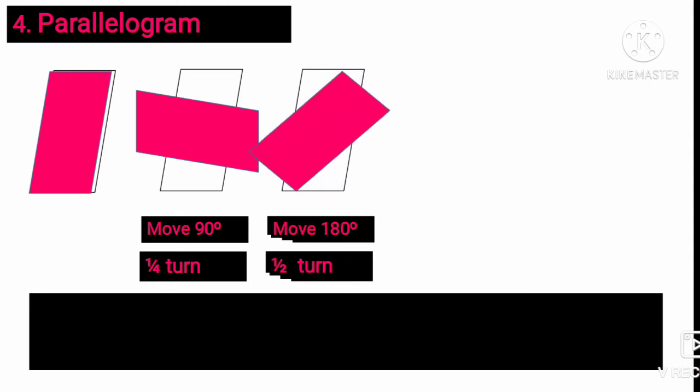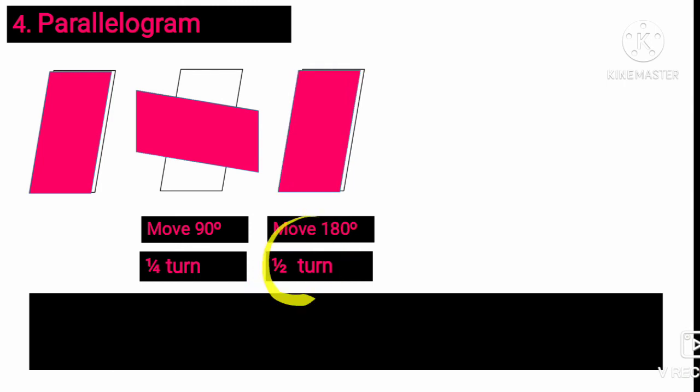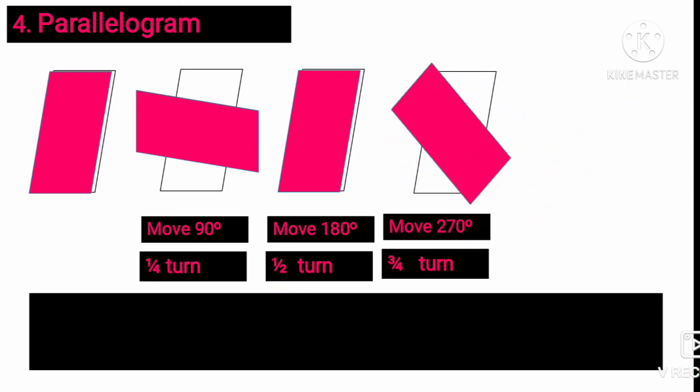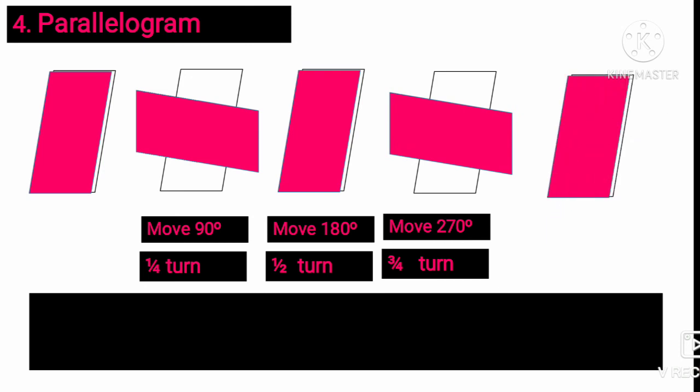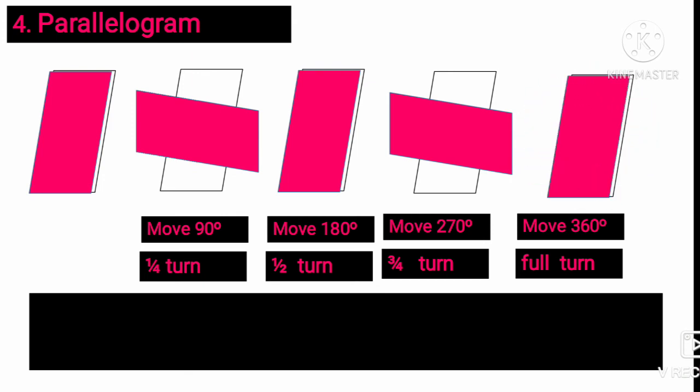Now we have here a parallelogram. Look, what if we move 90 degrees? Does it fit exactly? We call it a 1/4 turn. No, it isn't. What about 180 degrees? Yes, 2/4 or a half turn. It fits exactly. What about 270? 3/4 turn. No, it's not. Now let's move 360 degrees. We call it a full turn, and it fits exactly.